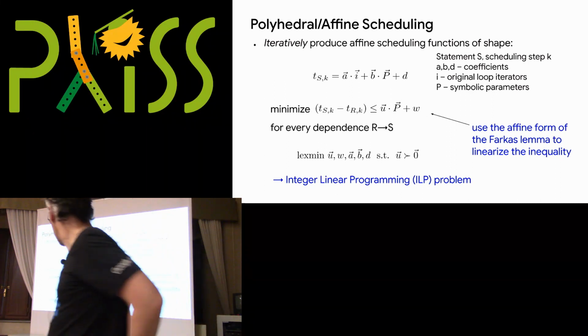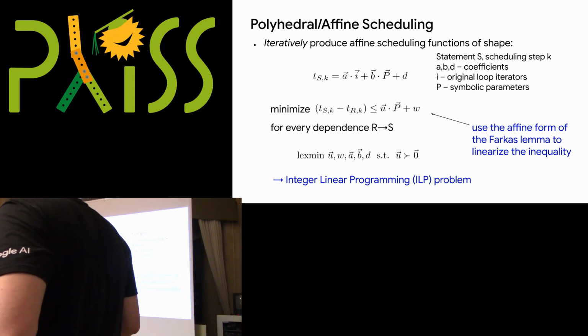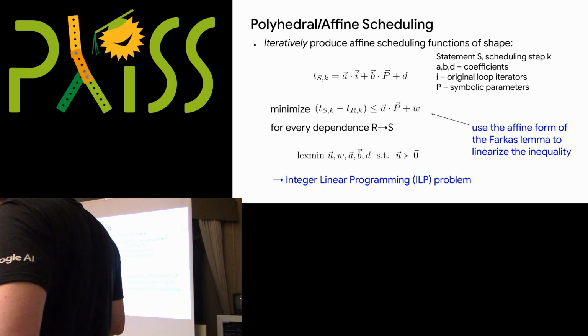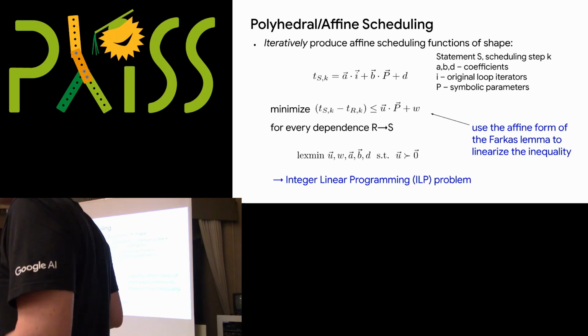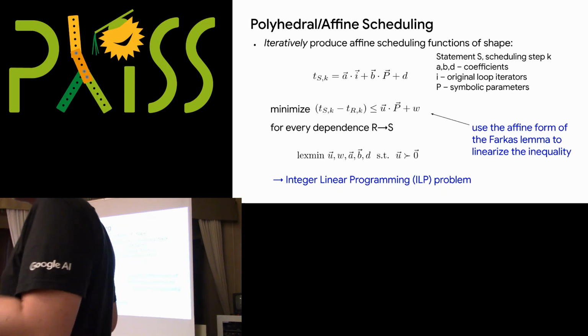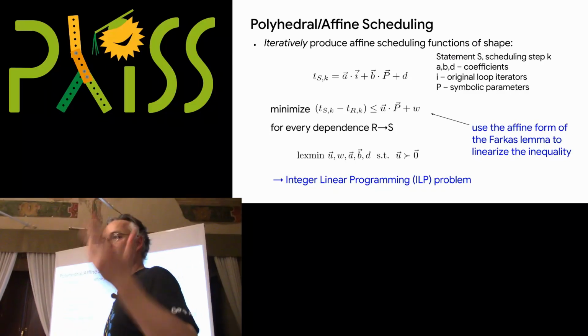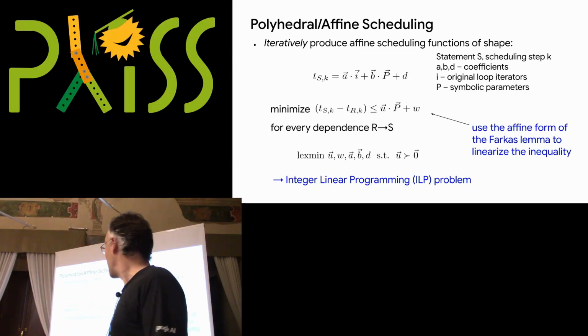What's nonlinear here? This is nonlinear because A are the coefficients we are looking for. We are looking for affine schedules, and they are defined by those A and B coefficients, and D as well. So that's fine. These are precisely what we're looking for. The problem is that I and P are symbolic expressions. I mean, they are the loop counters. So the unknowns are really A and B, but they are multiplied by non-constants.